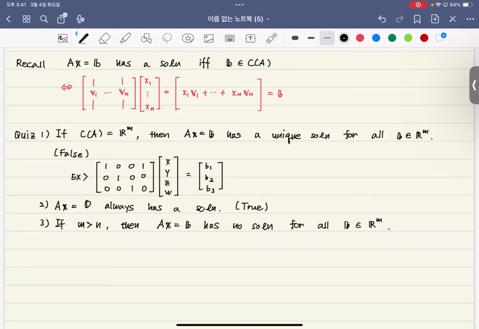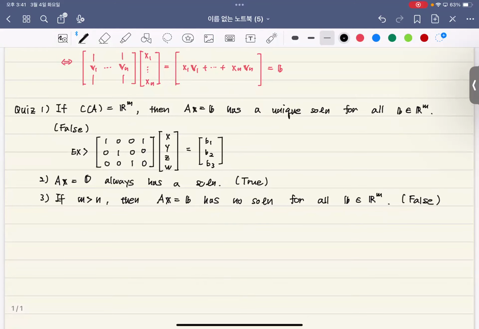But if you're so lucky, if your choice of b happens to be a member of the column space, then you can find the solution. Almost always you may not be able to find the solution, but if your choice of b happens to be in C(A), then you can find the solution. So this is also not true, okay?